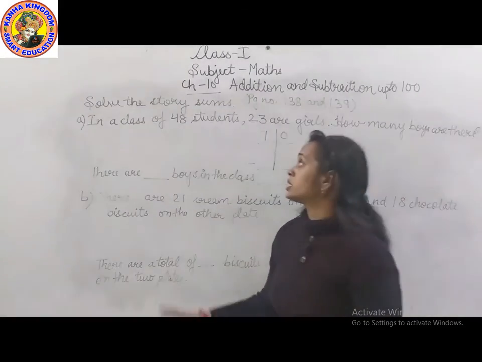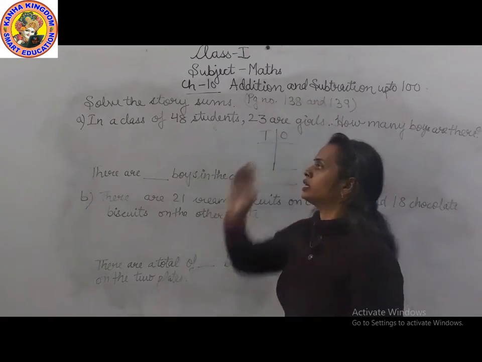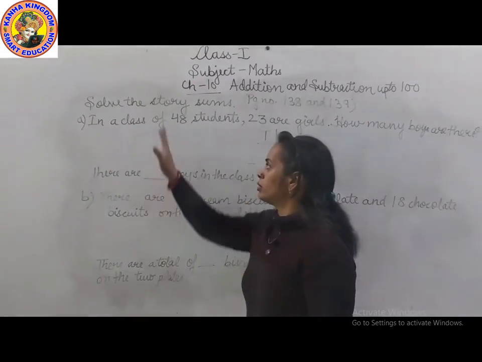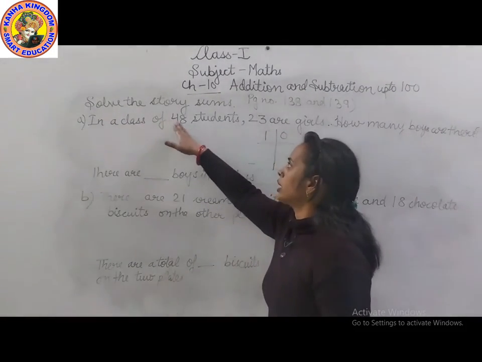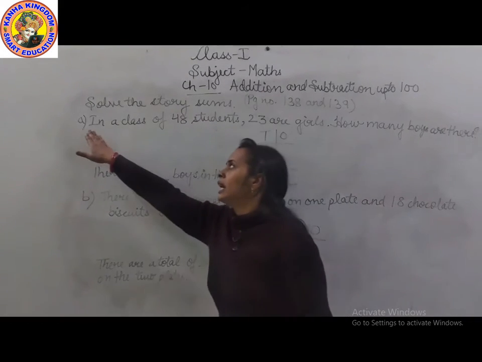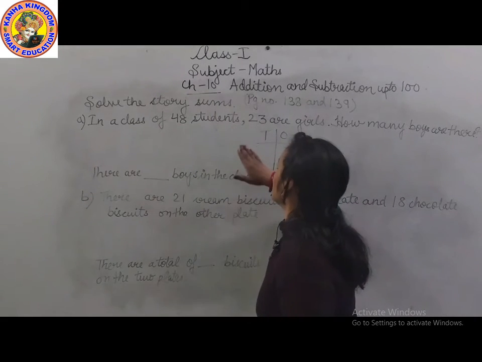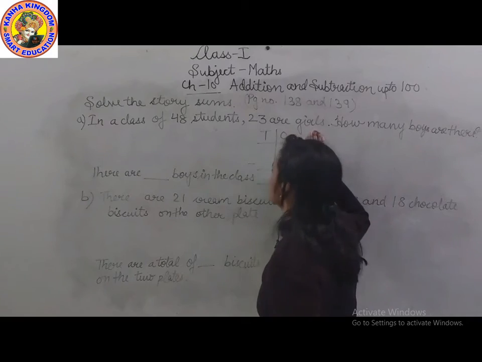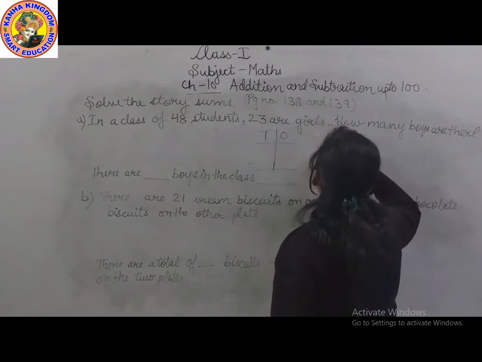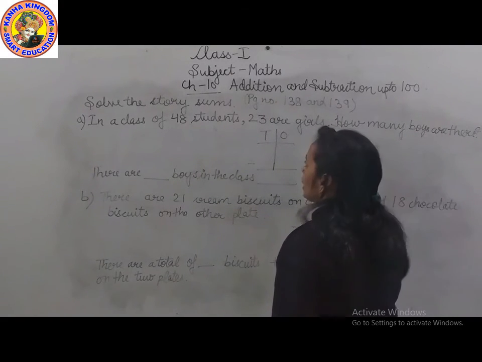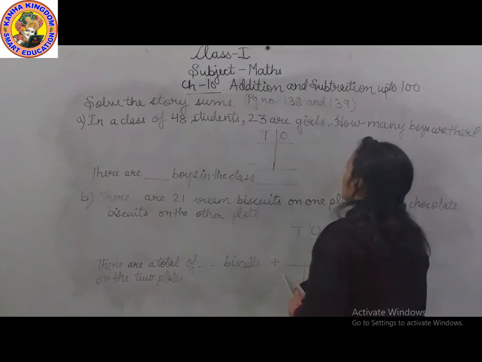Now addition and subtraction story sums. Solve the story sums, page number 138 and 139. Question number A. In a class of 48 students, 23 are girls. How many boys are there?